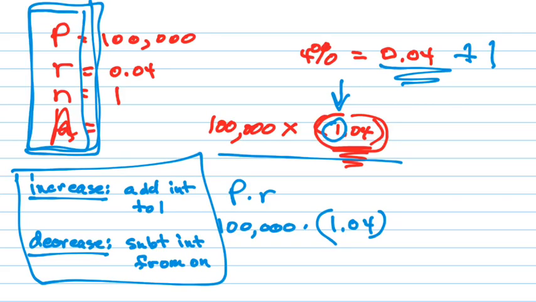So if I say A, final amount. R, the rate of change. But rate of change can be an increase, which means I need to add 1. Rate of change can be a decrease, which means I need to take it away from 1. So keep that in mind, increase or decrease. All right? P, starting value. N, the number of periods.